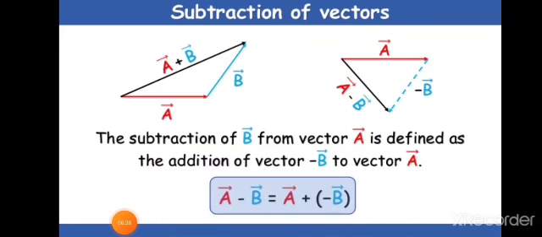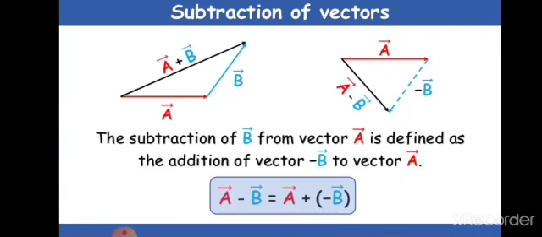Now the subtraction of vectors. The subtraction of vector B from vector A is defined as the addition of vector minus B to vector A. So here vector A minus vector B is equal to vector A plus, in brackets, minus vector B. Here the vector minus B is the negative of vector B. It has the same magnitude, but the direction is opposite to vector B.